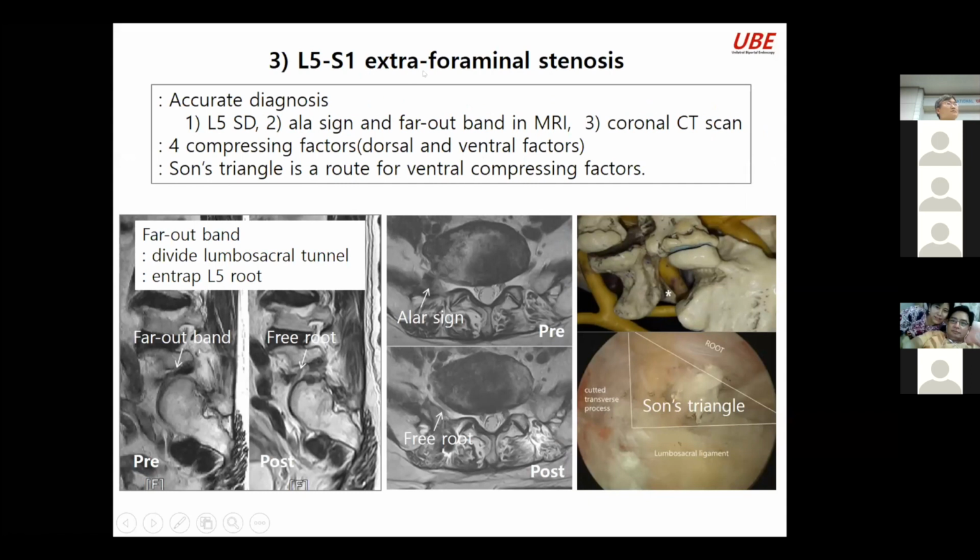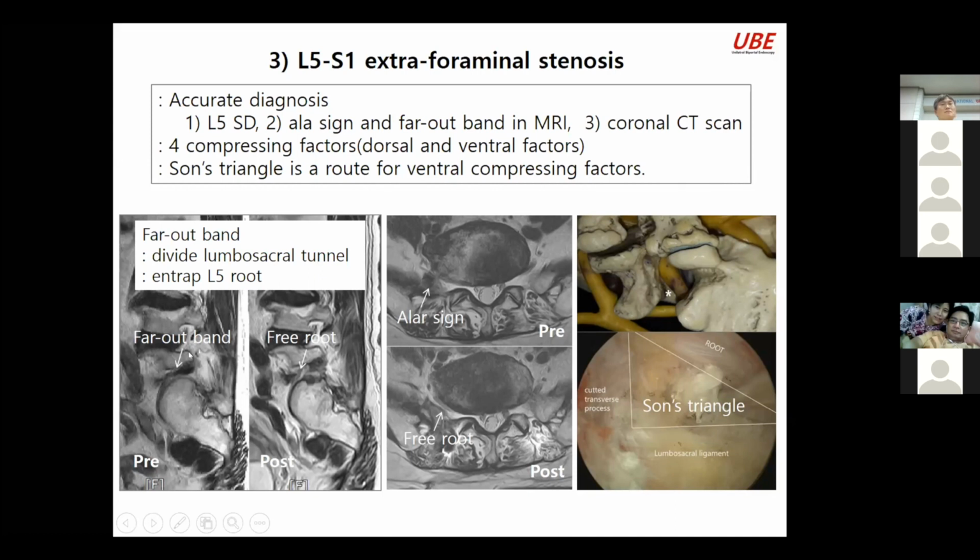Third is L5S1 extra-foraminal stenosis. We know we have many cases of failed back syndrome. The main cause of incomplete neural decompression is L5S1 foraminal and extra-foraminal stenosis. But accurate diagnosis is important, because we have many misdiagnoses. Accurate diagnosis is based first on the L5 root symptom, and second on the Ala sign and the Power band, here.